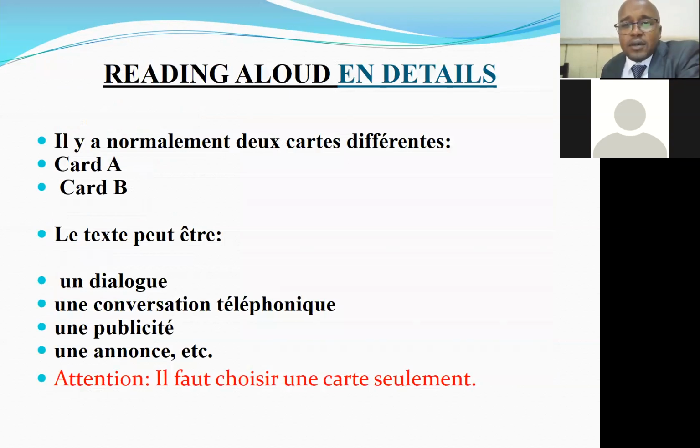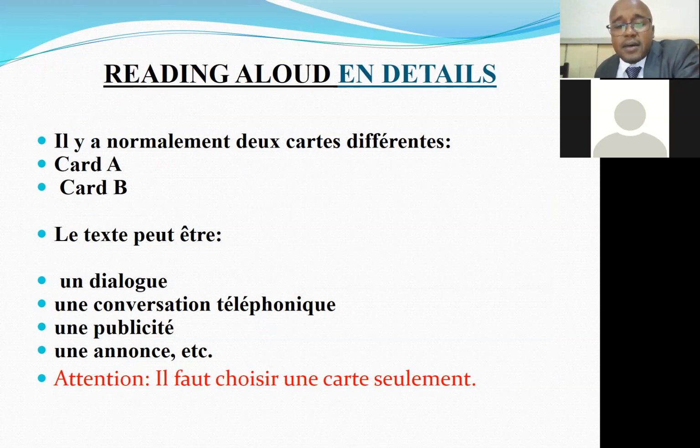Reading aloud en détail. Reading aloud in details now. Normalement, il y a 2 cartes différentes. There are 2 different cards that the examiner will make you choose from. We have card A and we have card B. So the examiner will allow you to choose one out of the 2. You cannot see what is written on those cards because they'll be placed upside down. So it is a matter of just picking one.